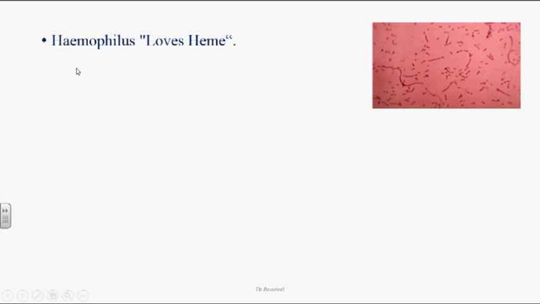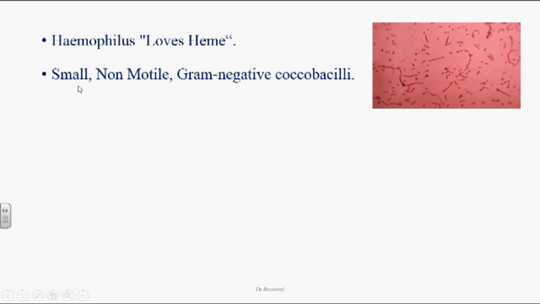So this Haemophilus group of organisms always needs some growth factors which are present in the hemoglobin of red blood cells. And these are small, non-motile, gram-negative coccobacilli. Sometimes these organisms are also seen as filamentous organisms, which we call pleomorphic organisms, with different shapes.